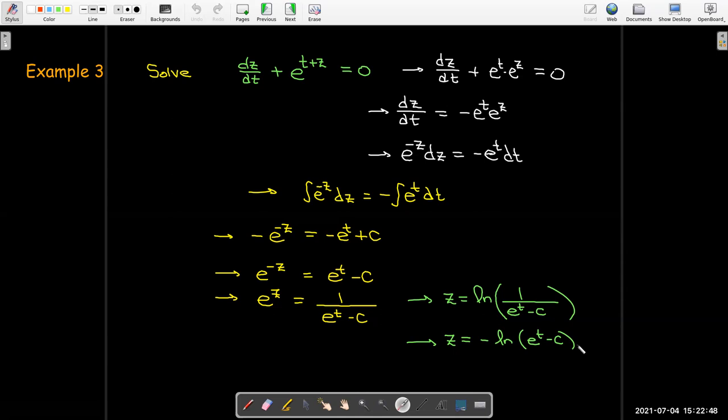And again, this constant of integration remains inside the natural log function and cannot come out.